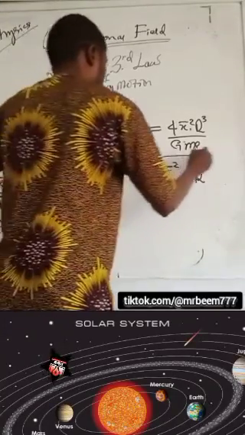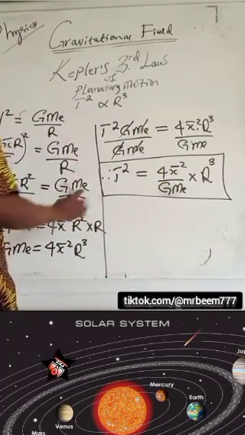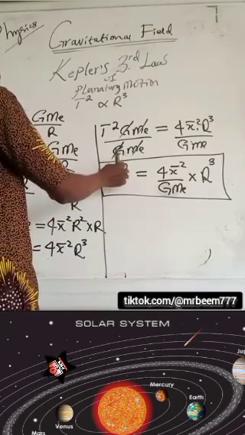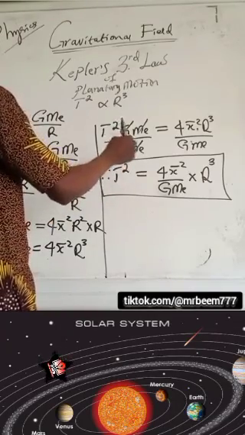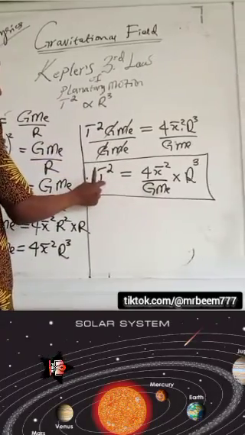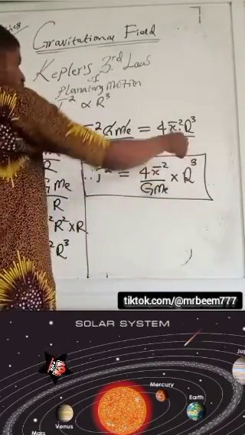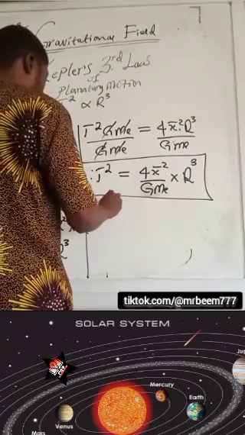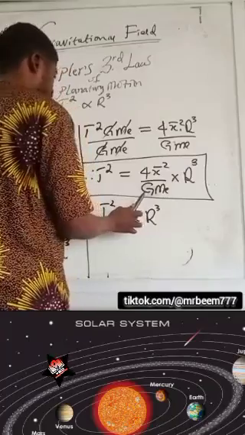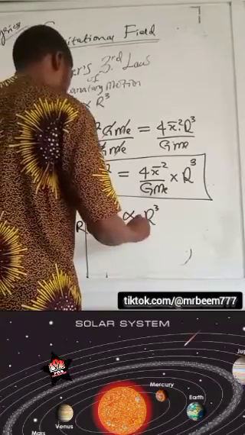And this is what we call Kepler's law. This is the law: the square of the period of revolution of all planetary bodies is directly proportional to the cube of their mean distance. So your T squared is directly proportional to what? r cube. Removing this sign of proportionality, we say that T squared is equal to what?